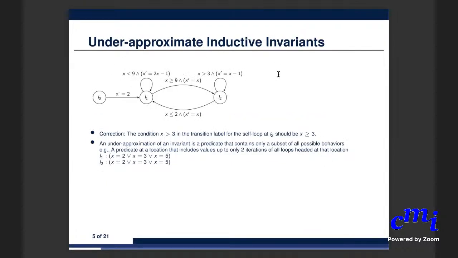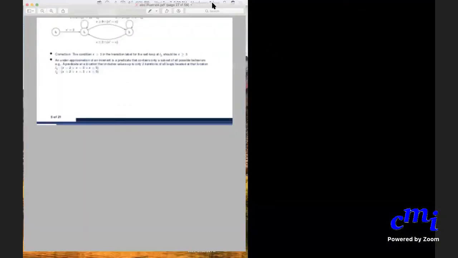Okay, and we will later on discuss, in the context of DNN, how certain techniques exploit these concepts of over and under approximation to scale verification.